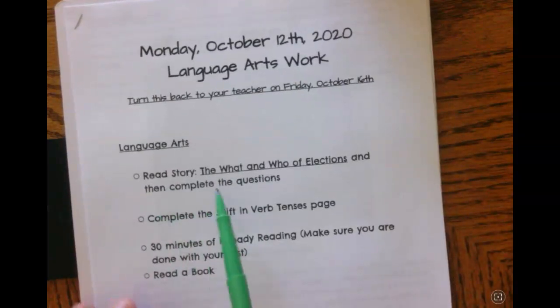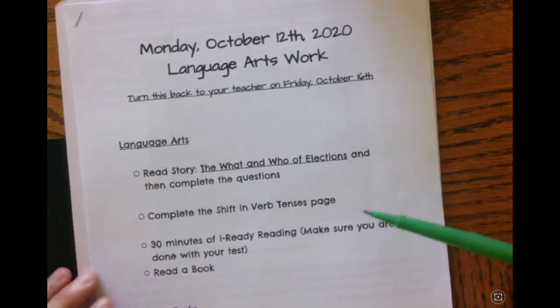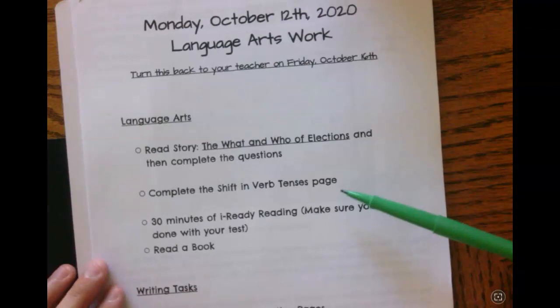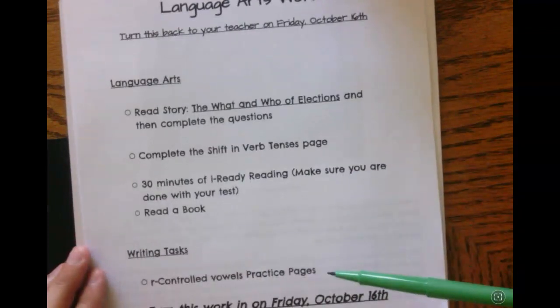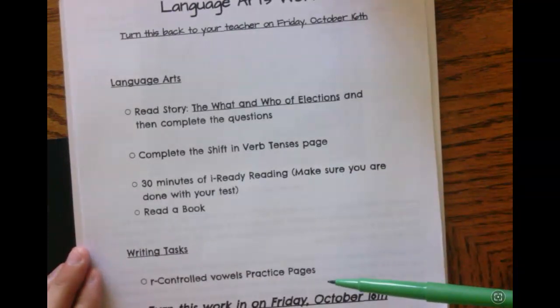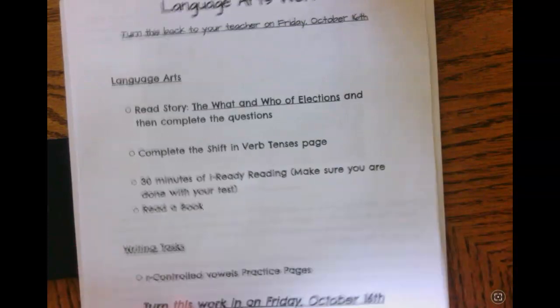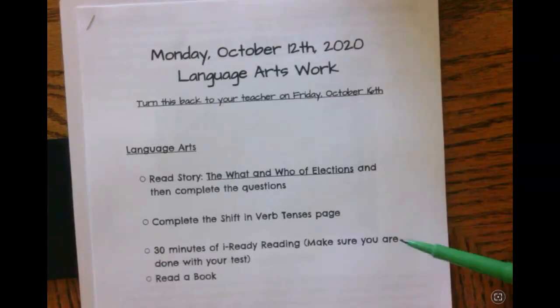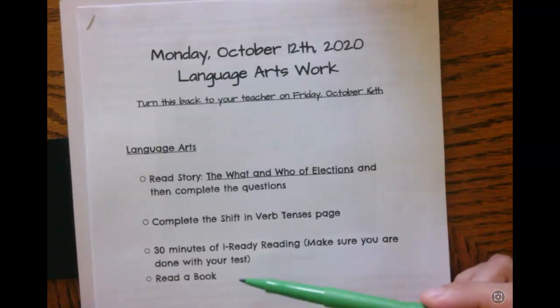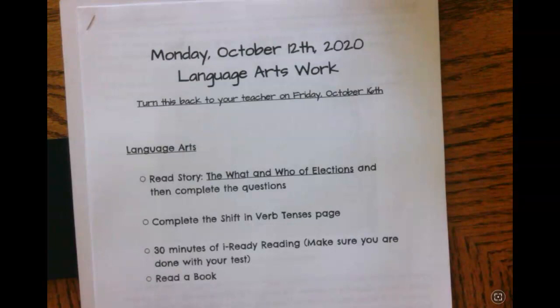First, we're going to read the story, The What and Who of Elections, and then we'll complete the questions. In my second video, we will work on the Shift in Verb Tenses page, and we will also work on the R-Controlled Practice page. When you are done with this, make sure you are completing an iReady reading lesson, reading some sort of book, and finishing up any other work that you may have due.